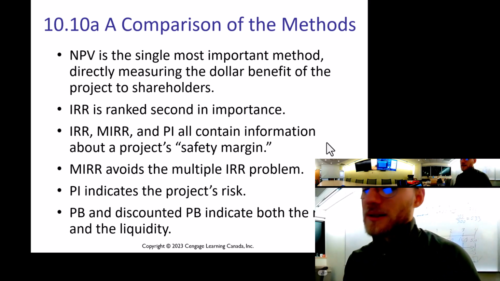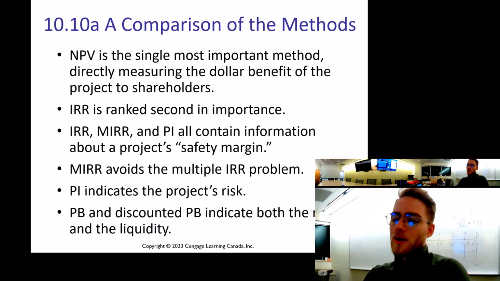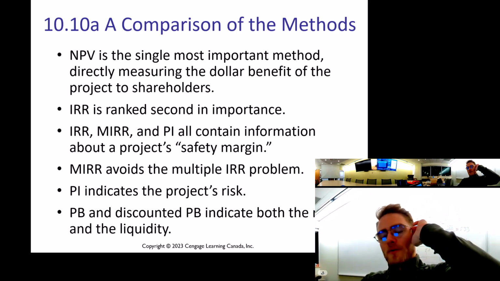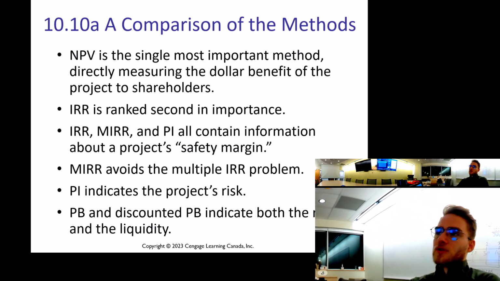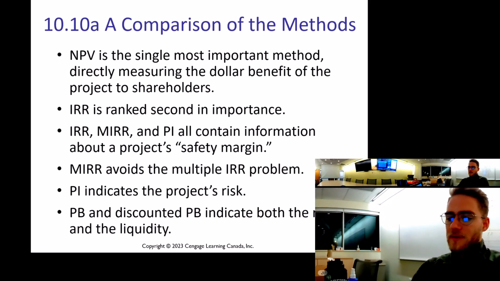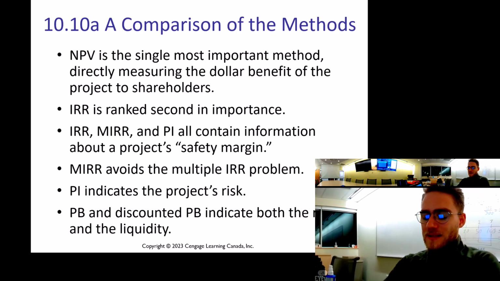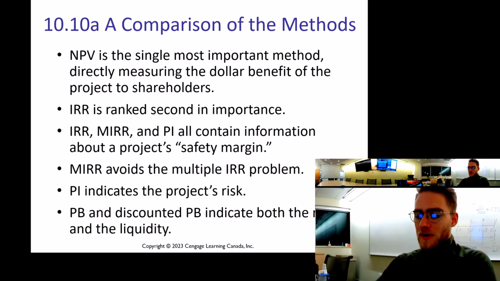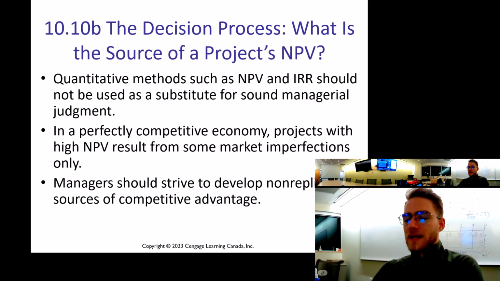Whereas IRR is ranked second because it's a rate of return on your investment. And then MIRR is like a better IRR. So I actually prefer MIRR, if we're being honest. Then you don't have to worry about the issue with having 2 IRRs when you have a project with a curved NPV profile. Profitability index indicates the project's risk, and then payback period and discounted payback period indicate both the risk and liquidity of the project as well.